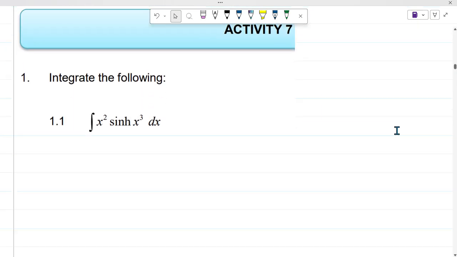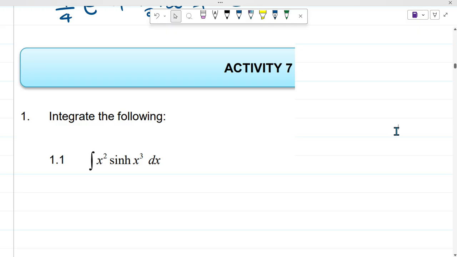Okay, here's our question. Under activity 7 now, the first question says integrate the following: integral of x squared, hyperbolic sine of x cubed dx. You understand? So what are we doing here? We're integrating. So guys, for you to be able to learn this quickly, you need to also be writing. So stop cruising. Now it's about time you also do these questions on your own.